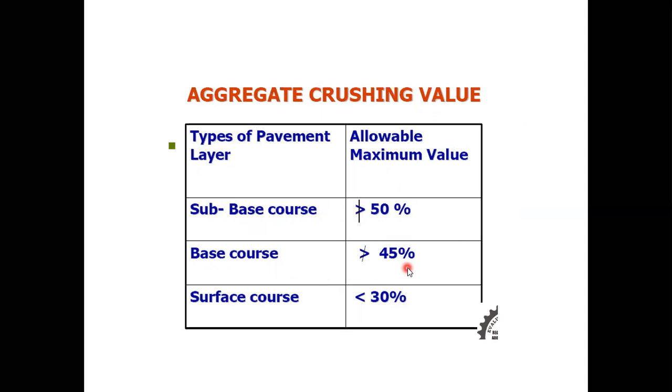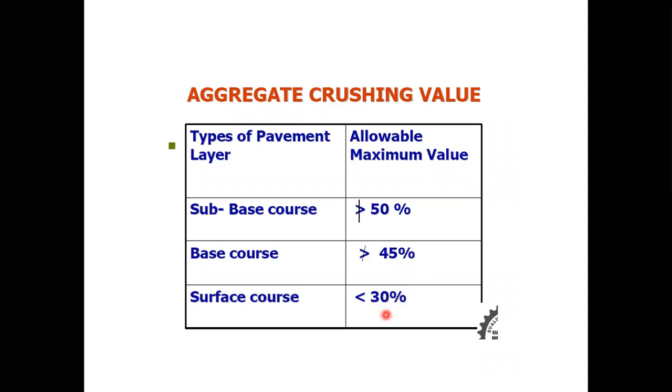The second one is base course: 45%, not greater than 45%. So if you are going to use it for base course, IRC states that the maximum should be 45%; only if it is less than that, use it in base course. For surface course, that means the topmost layer, since maximum forces come on the topmost layer, 30% is the maximum. That means your crushing value should be a maximum of 30%. That means whichever aggregates you have taken, only 30% should crush.